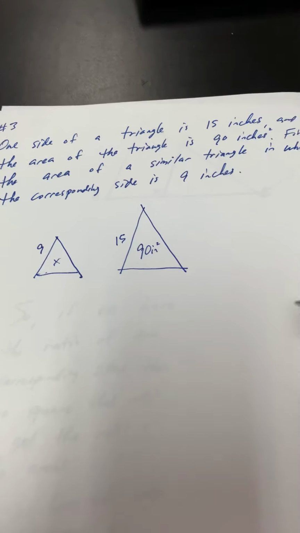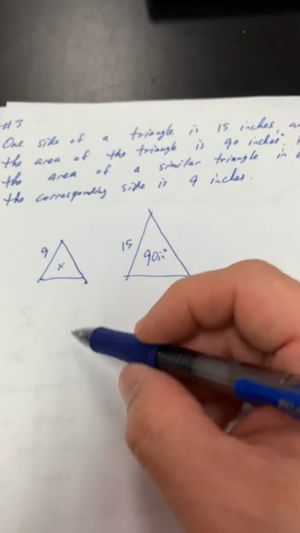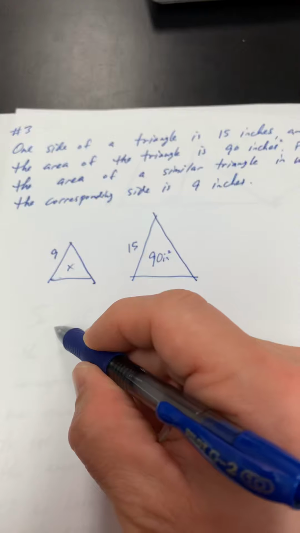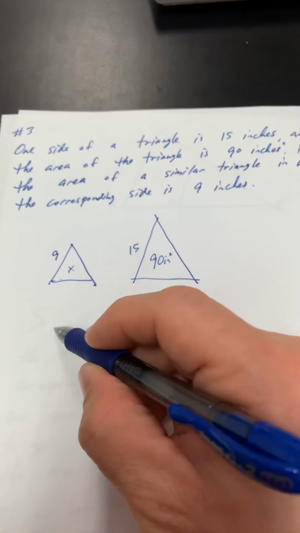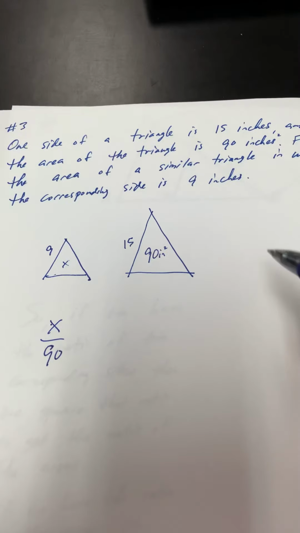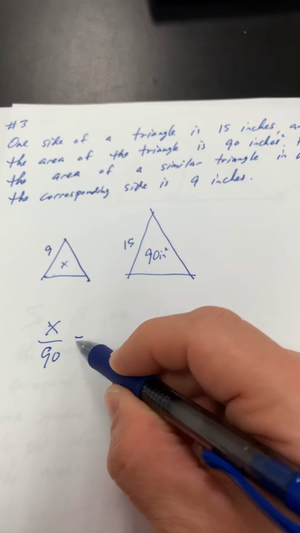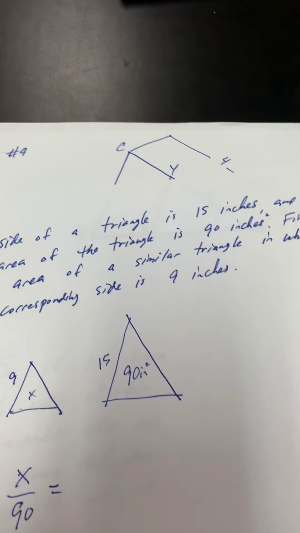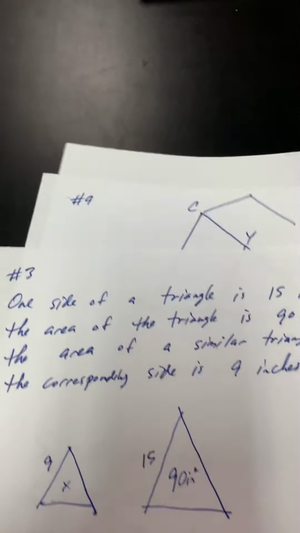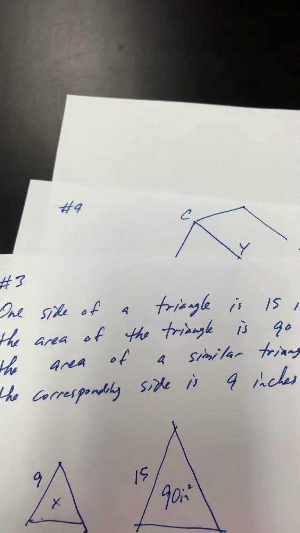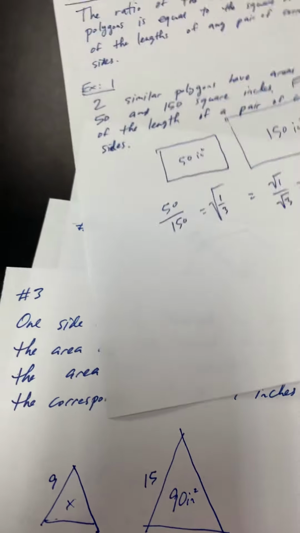All right. So we are going to set up a proportion. So we got the area. If we take x over 90, that's the proportion of the two areas, equals. Okay, so let's go back to the theorem, if I can find it.